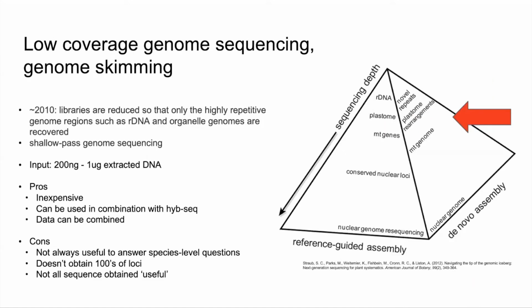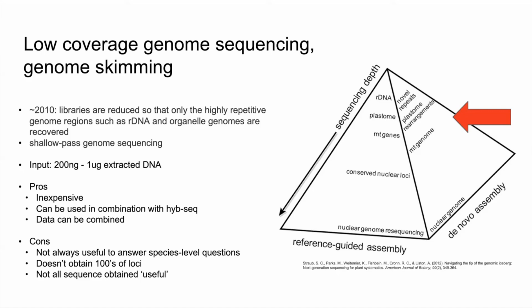The next method of reduced representation sequencing I want to talk about is low coverage genome sequencing, or you may have heard of genome skimming. This was developed around 2010, and the libraries that we generate are reduced so that only the highly repetitive genome regions, such as ribosomal DNA and organelle genomes, are recovered. And this is often known as shallow pass genome sequencing.